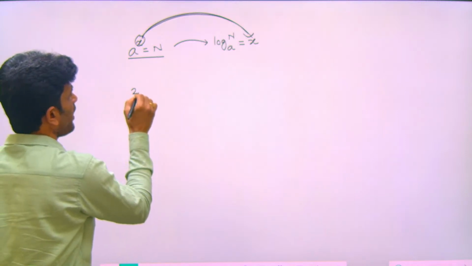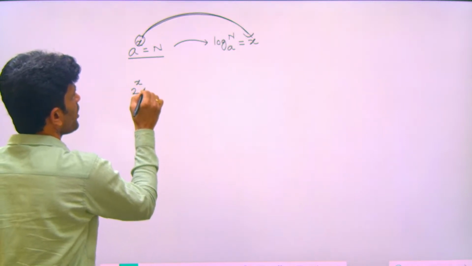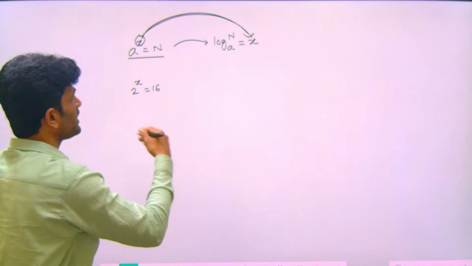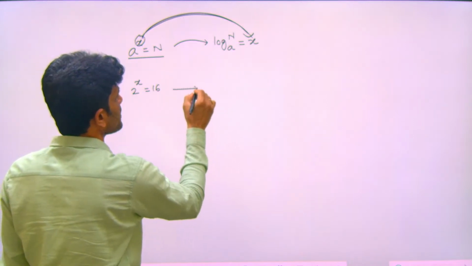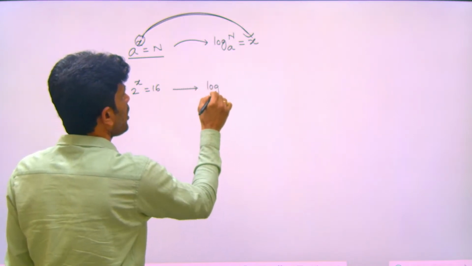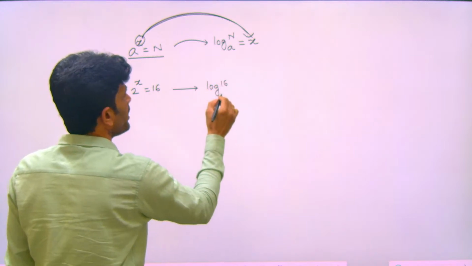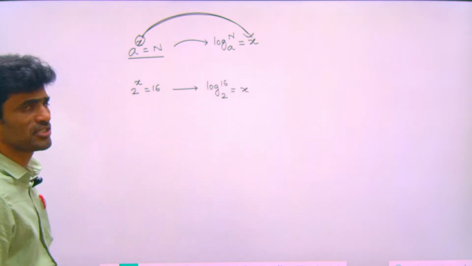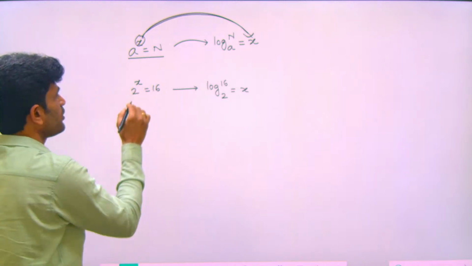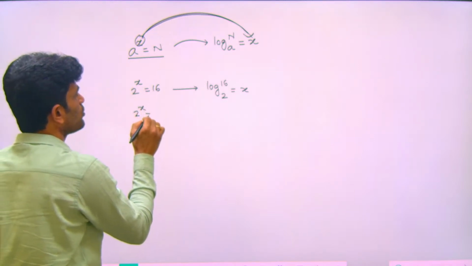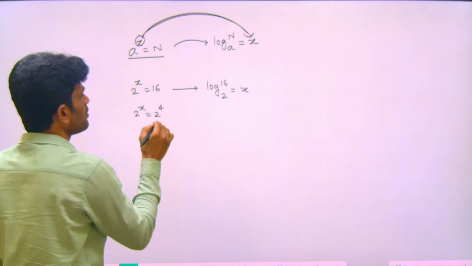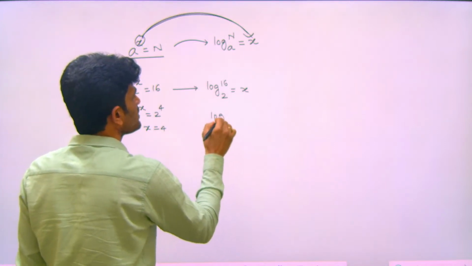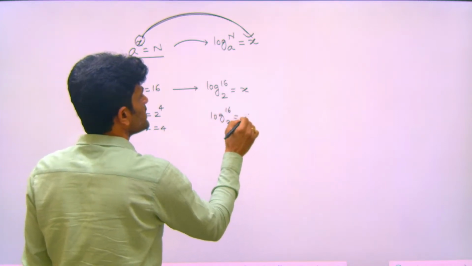I will tell you some examples. For example, I have 2 to the power of x is equal to 16. Then what can we write in the logarithmic form? It can be expressed as log 16 to the base 2 is equal to x. Now we know 2 to the power of x is equal to 2 to the power of 4. So x is equal to 4. So log 16 to the base 2 is equal to 4.